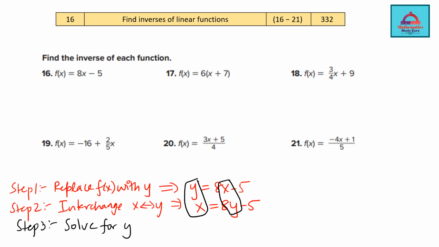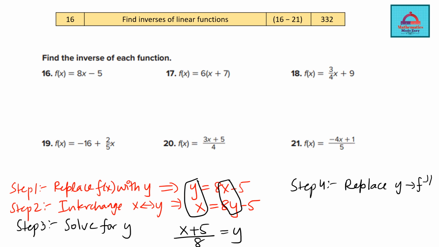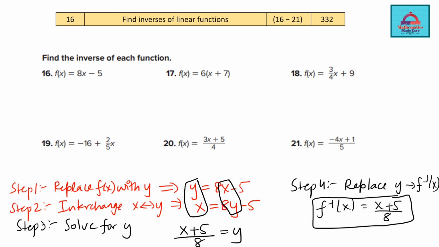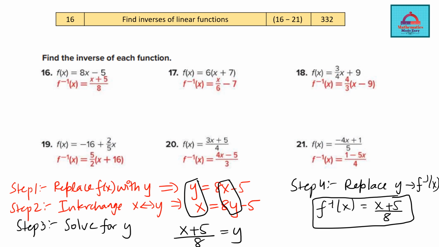So let's find y here. So (x plus 5) divided by 8 is y. And last step, step 4, replace y with f inverse of x. So your answer is f inverse of x equal to (x plus 5) divided by 8. Let's check our answer. So that is correct. Similarly, you can solve the remaining questions using these 4 steps.